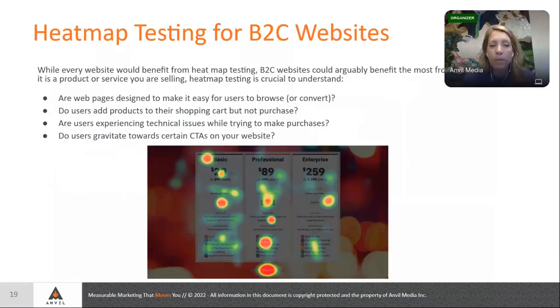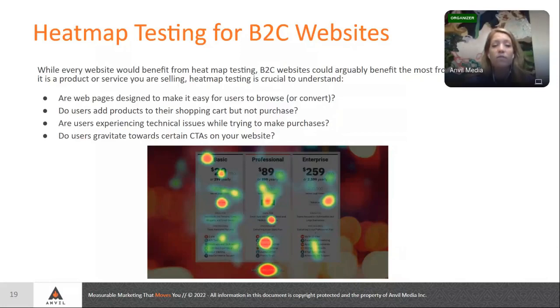And then for B2C websites, pretty much any sort of website would benefit from heat map testing, but really B2C websites are probably the websites that would arguably benefit the most from this tool and this capability. So whether you are selling a product, whether you are selling a service, this heat map testing capability is really crucial because you can understand if your web pages are designed to make it easy for users to browse, to get more information. So if they're in that consideration phase, you can understand if you are giving users enough information to then proceed and make a purchase or convert.